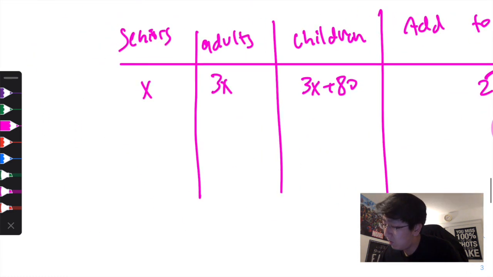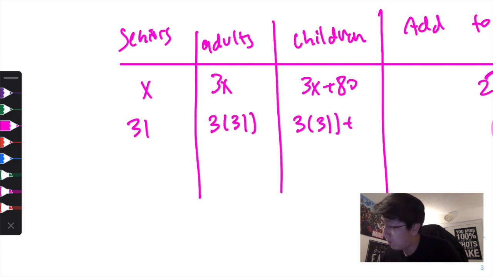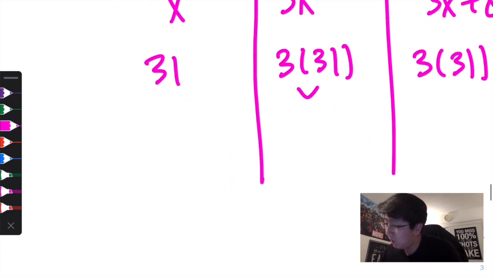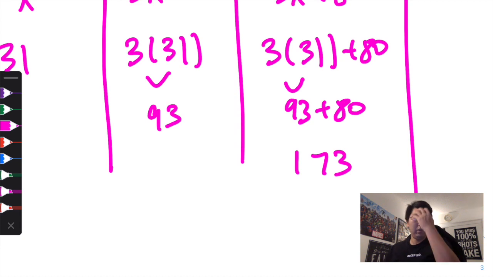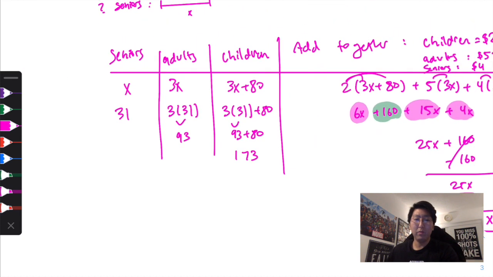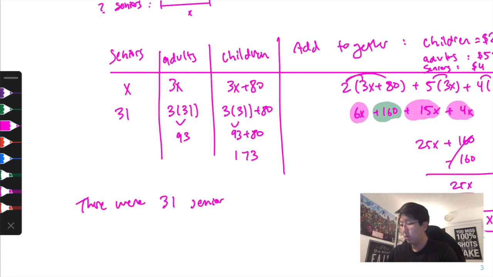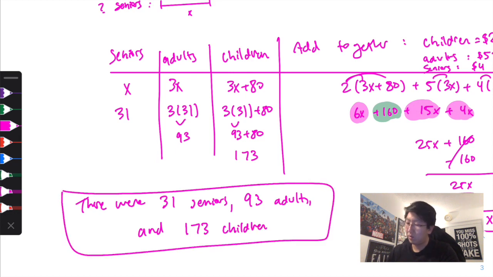x is 31. This is 3 times 31. 3 times 31 plus 80. 3 times 31 is 93. This is 93 plus 80, which is 173. So how many seniors were there? There were 31 seniors, 93 adults, and 173 children. That should declare.